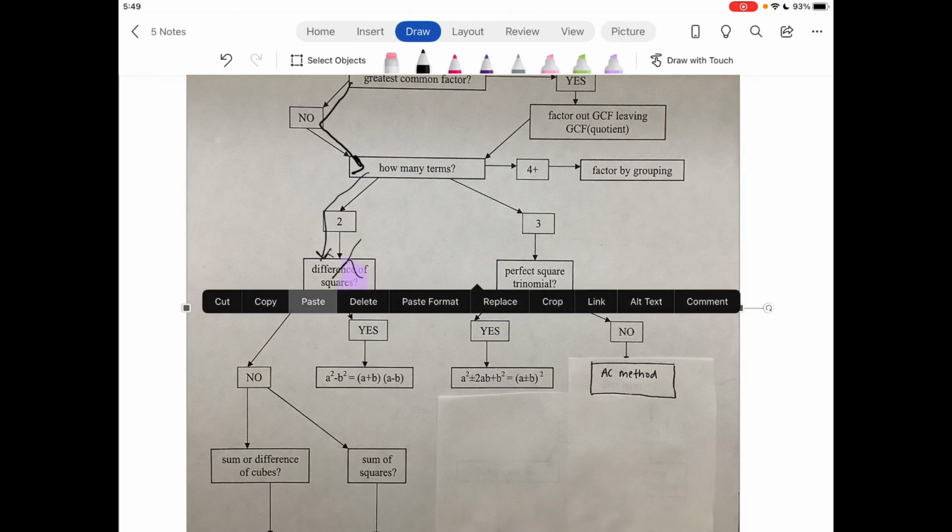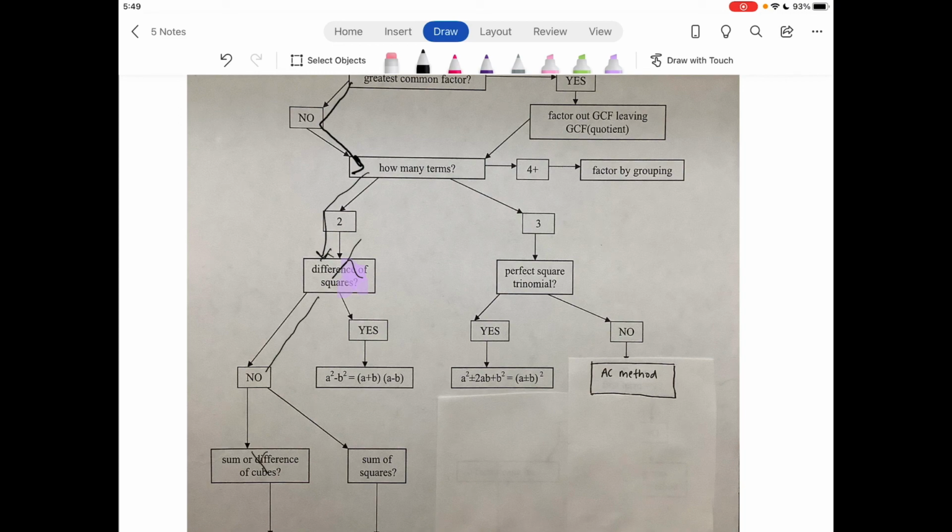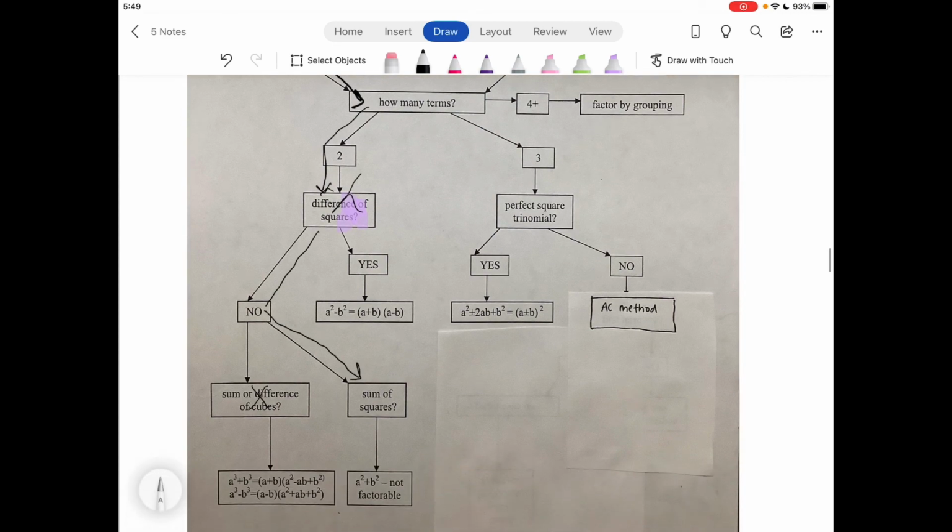So we can move down. We don't have anything cubed. The only other option is the sum of squares, and our sum of squares is not factorable. So we're going to keep that pair as it is.